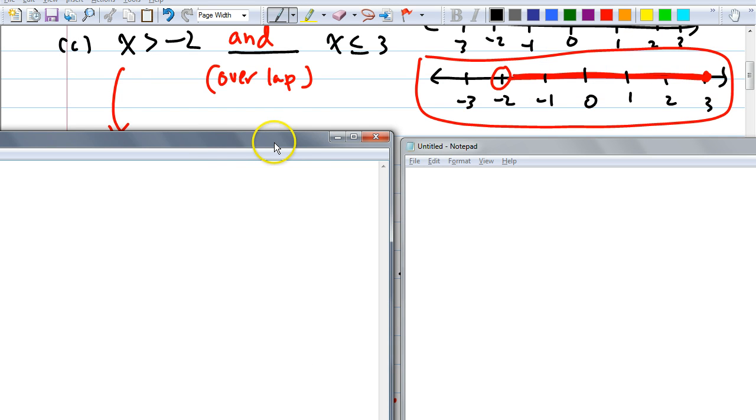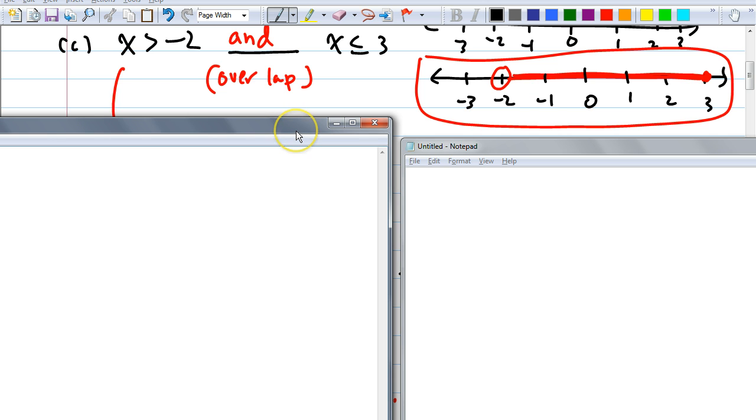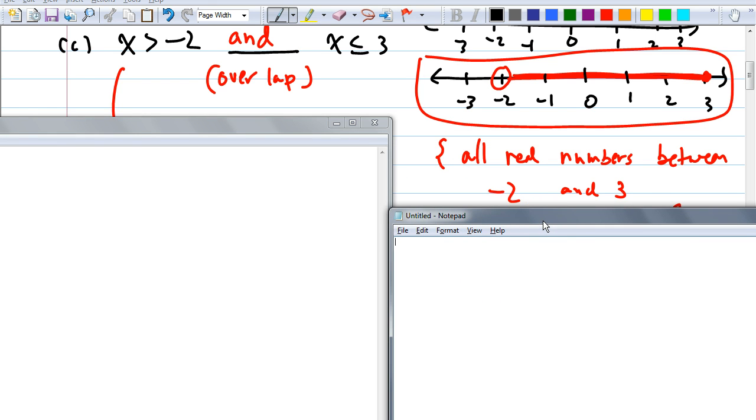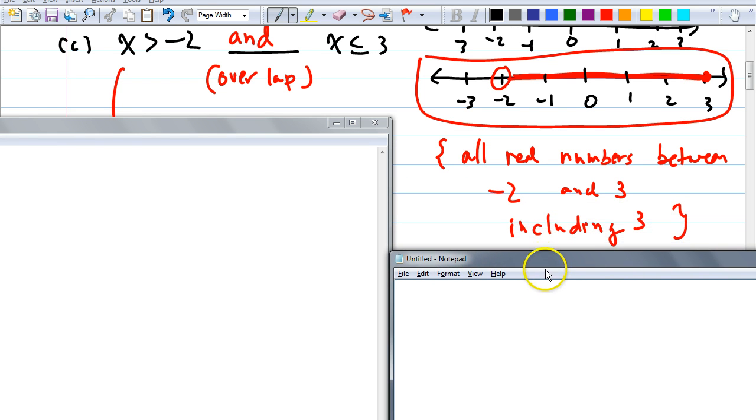So I want to talk a little bit more about this graph. On your homework tonight, they're going to ask you to write this as a sentence, not as a graph. Does anybody know how to describe these points as a sentence? All real numbers between -2 and 3, including 3. Yes, very good. So all real numbers between -2 and 3, and you need to include 3.